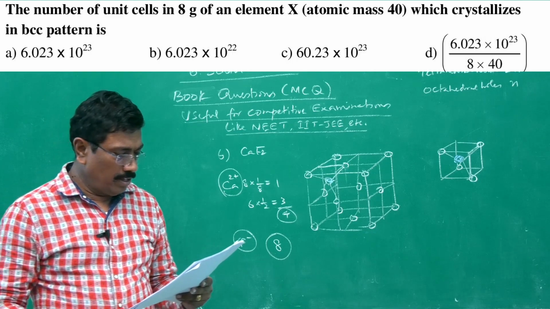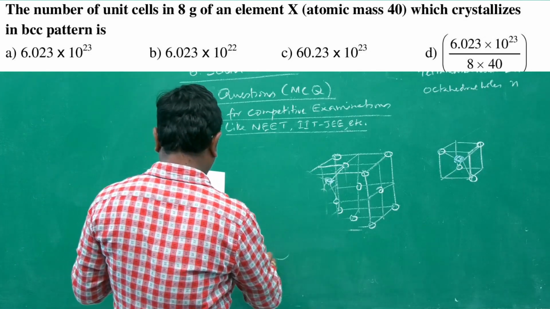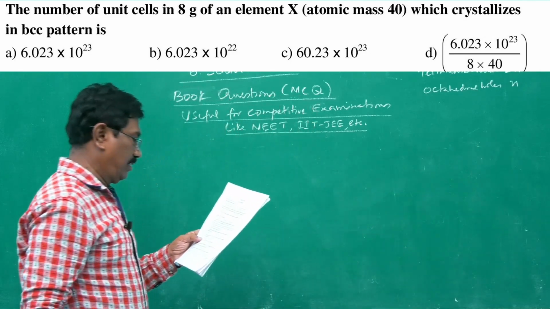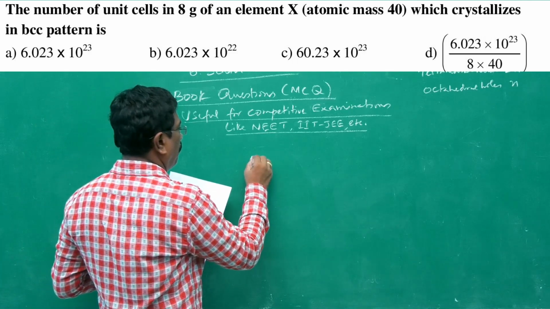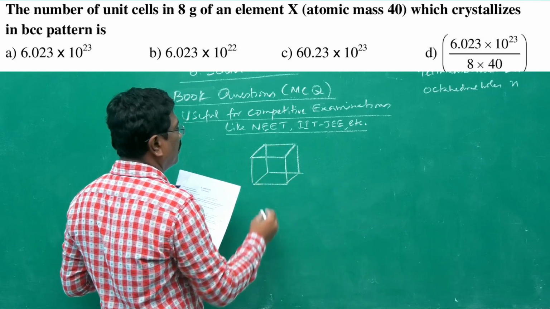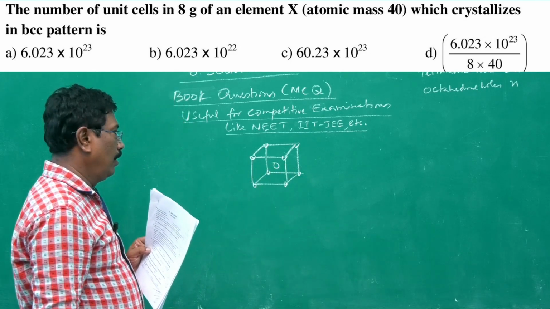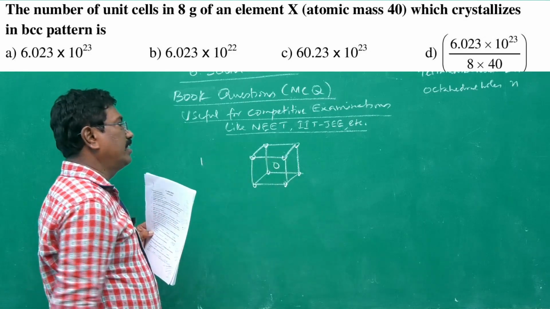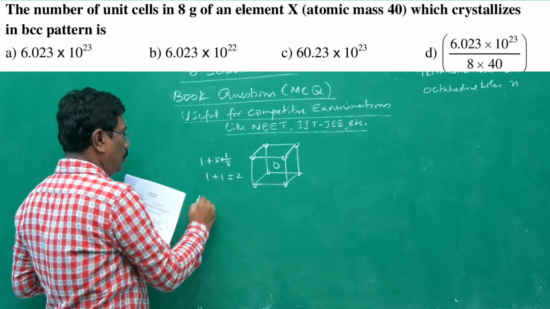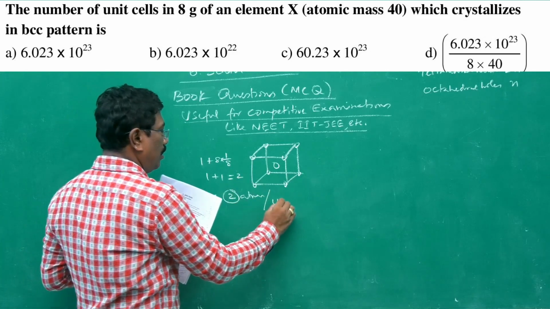Then the 7th question: the number of unit cells in 8 gram of an element which crystallizes in BCC pattern. For a body centered cubic unit cell, there are 8 corners and 1 at the center. The 1 at the center of the body belongs fully to this unit cell. 8 into 1 by 8, the contribution is 1, therefore 1 plus 1, 2. So BCC totally has 2 atoms per unit cell.